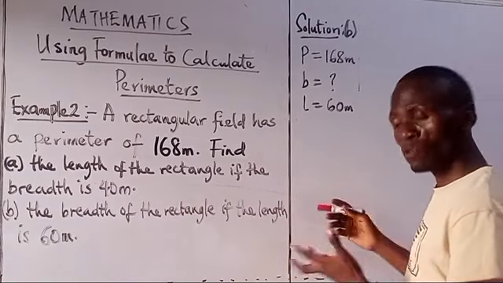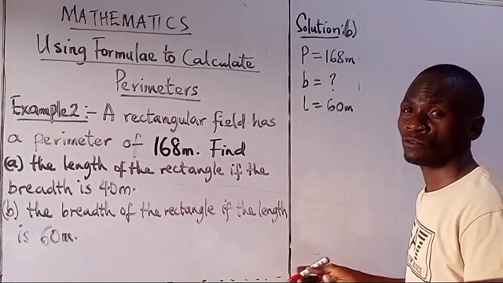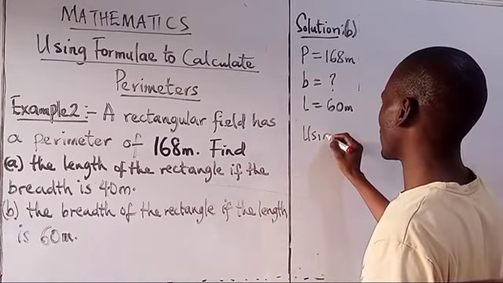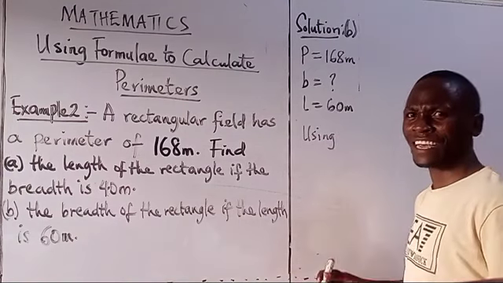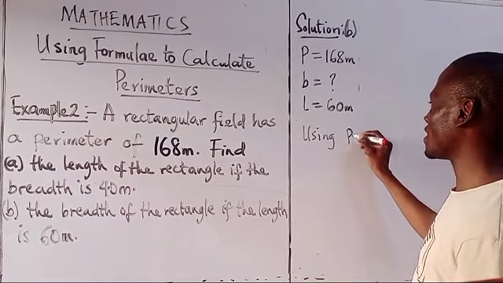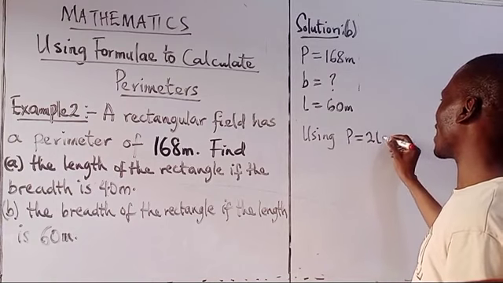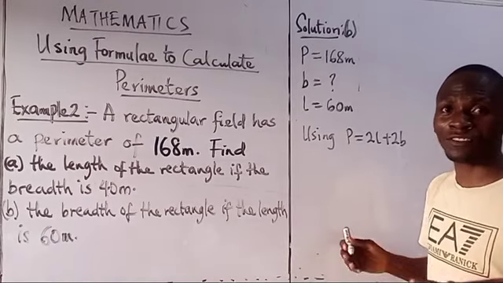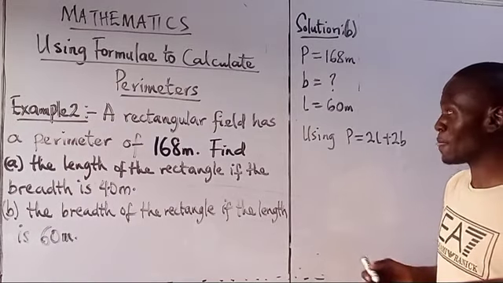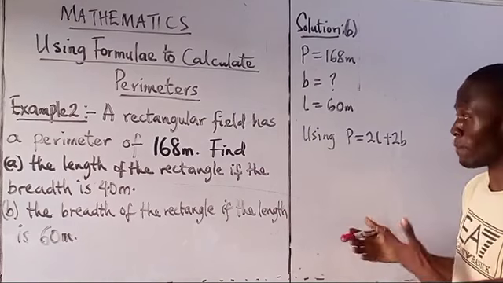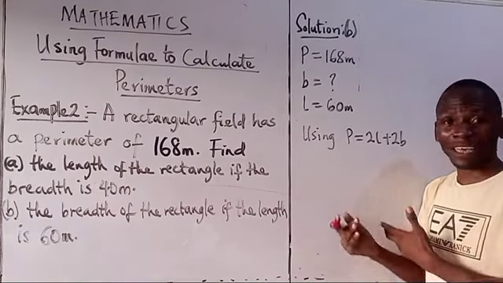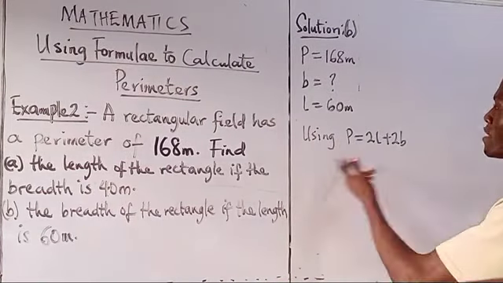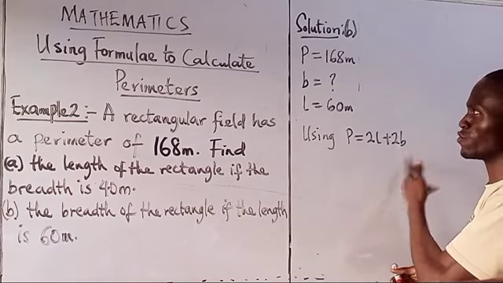As usual, we go to get one of our formulas for solving the perimeter of a rectangle. I want to change the formula this time. I want to use P equals 2L plus 2B. It's my choice for changing the formula. It's not as if I cannot use any other formula. I just want us to diversify, to use something different so that we know we can try any one of them and we'll still get the same answer. So, using P equals 2L plus 2B.